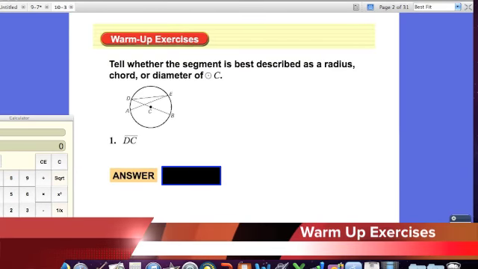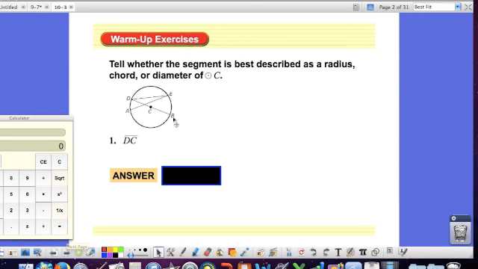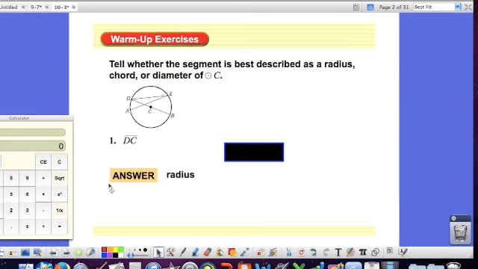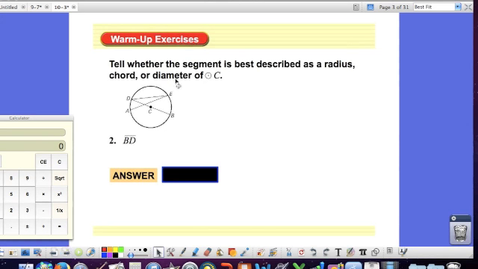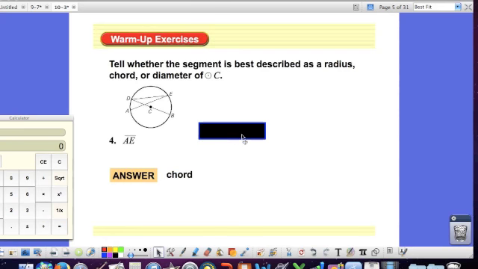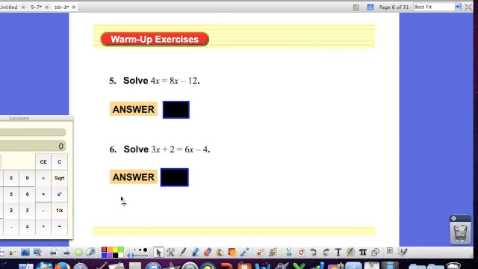Tell whether the segment is best described as a radius, a chord, or a diameter of circle C. DC, that would be a radius. B to D would best be described as a diameter. D to E would best be described as a chord. And A to E would best be described as a chord.